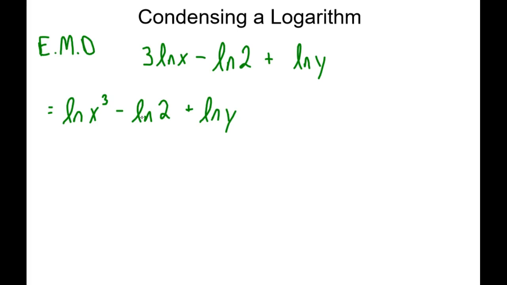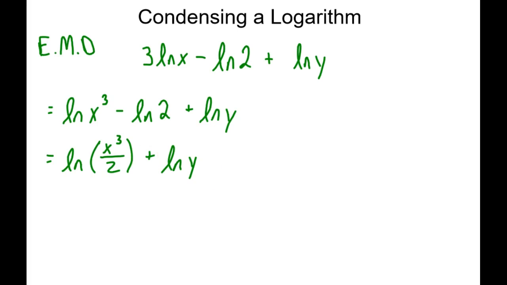Next, going left to right, I want to see if I can apply that product rule or quotient rule. The first operation I see from going left to right is subtraction. So we have to use the quotient rule, which means we're going to create a division of x cubed and 2. After applying that quotient rule, we get the natural log of x cubed divided by 2 plus the natural log of y.